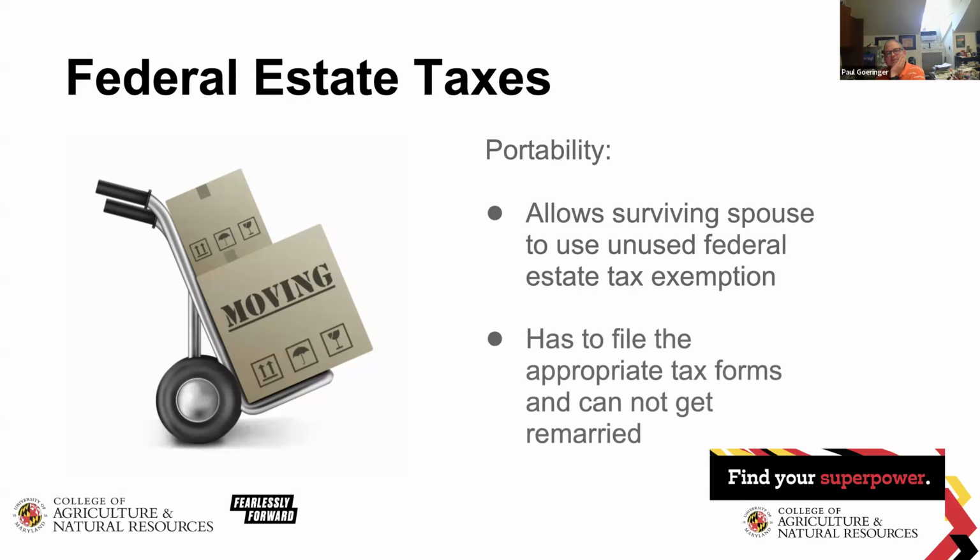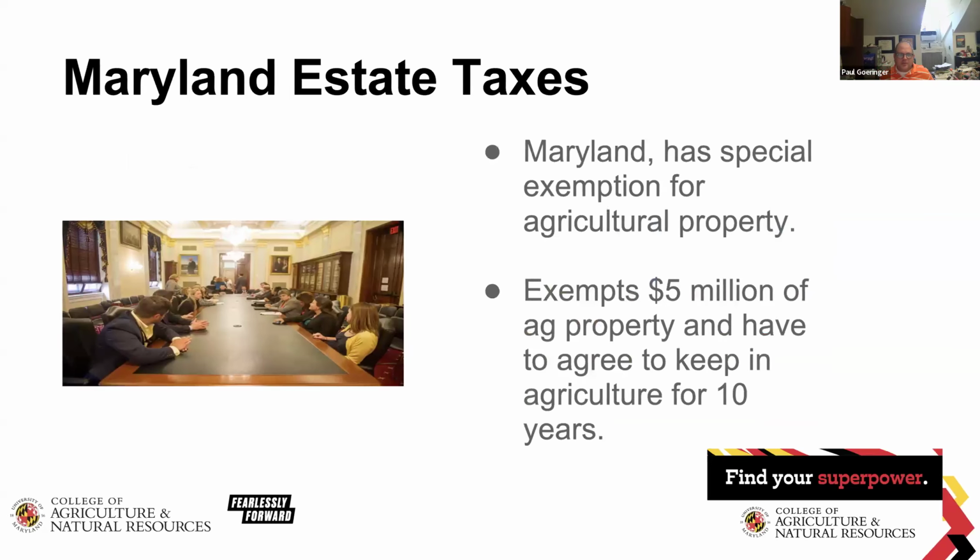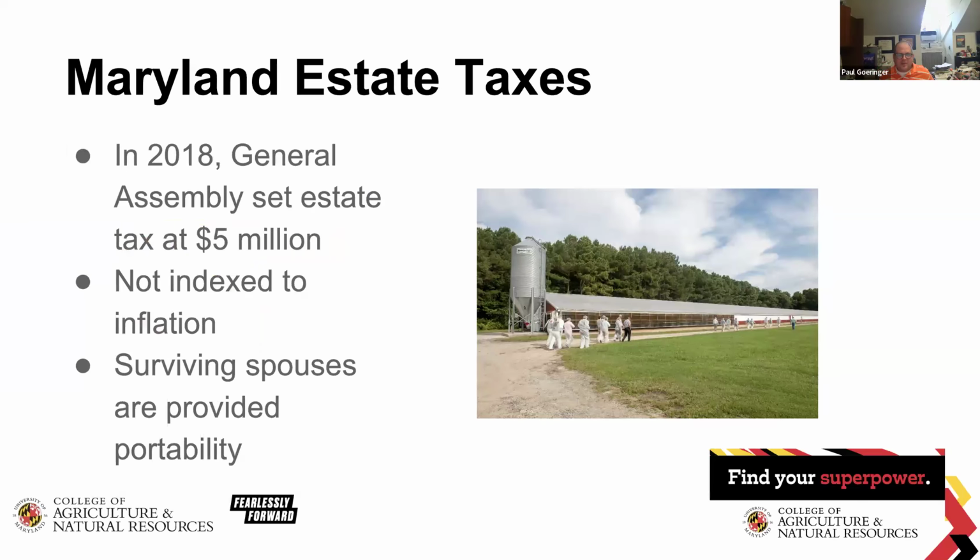Maryland, it was set at $5 million 8 years ago. It is not indexed to inflation. It has not changed in 8 years. The only change made with that was they included portability within all of that. So now the surviving spouse gets the remaining ability to use that $5 million. Same rules, file some tax forms and never get remarried again.